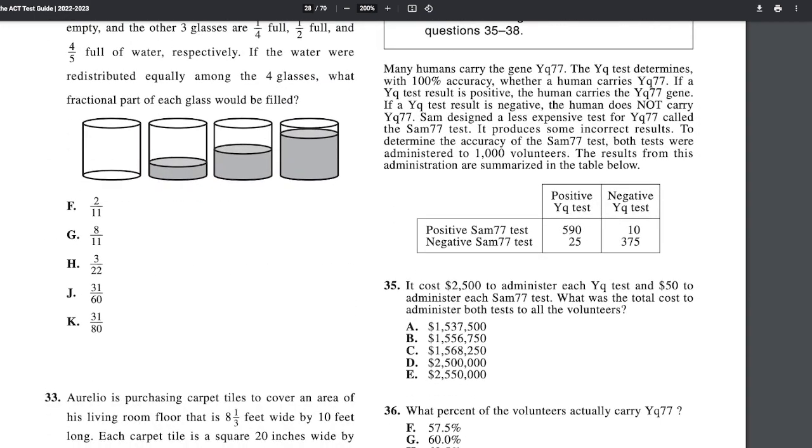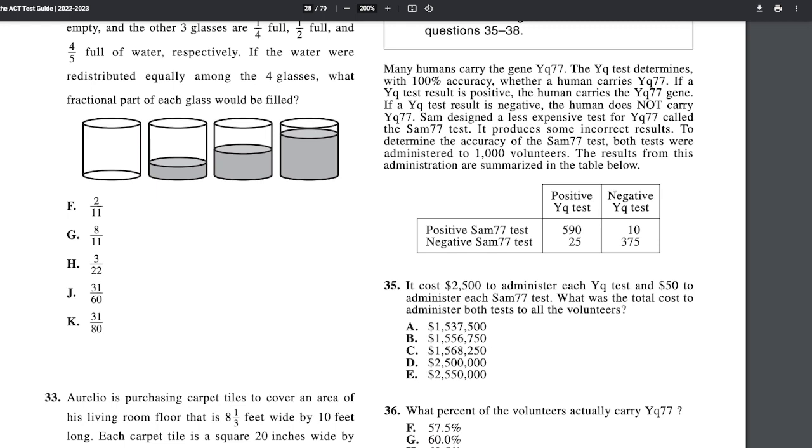Alright. 35. Many humans carry the YQ77 gene. The YQ test determines with 100% accuracy whether a human carries the YQ77. If a YQ test result is positive, the human carries the YQ77 gene. If the YQ test result is negative, the human does not carry the YQ77. SAM designed a less expensive test for YQ77 called the SAM77 test. It produces some incorrect results. So the SAM77 test might be incorrect sometimes, but the YQ77 test is always correct.